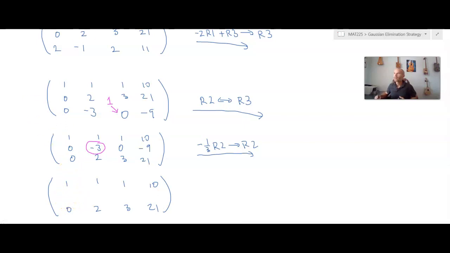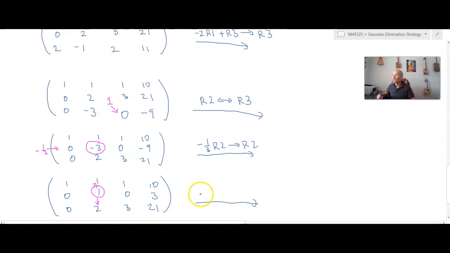And now, if I take negative 1/3 of row 2, then that's going to give me 0, 1, 0, and positive 3. I don't know why I wrote that in pink. 0, 1, 0, 3. Awesome. So now I'm still focusing on this second row, second column value. I want that to be a 1, but now that I have it as a 1, I'm going to use it to cancel out the 2 and to cancel out the 1 as well.